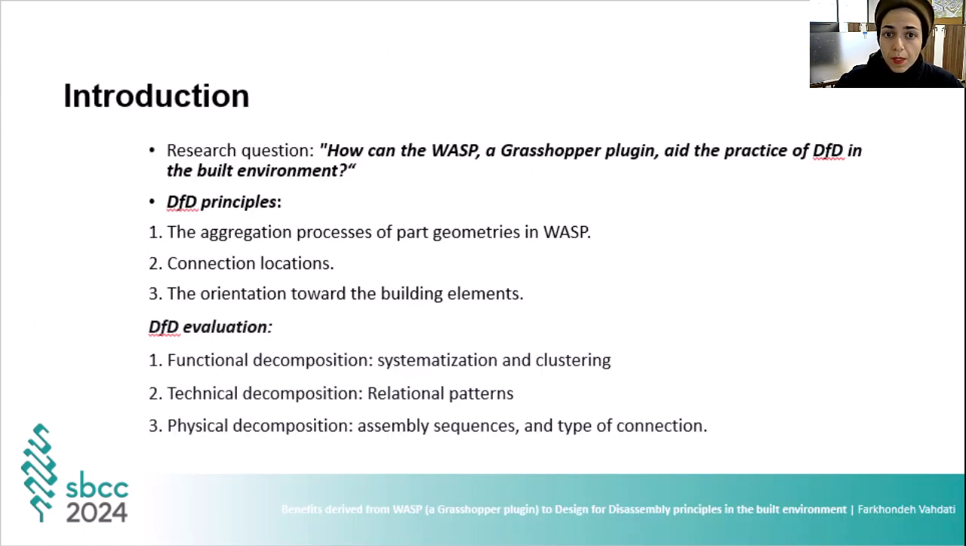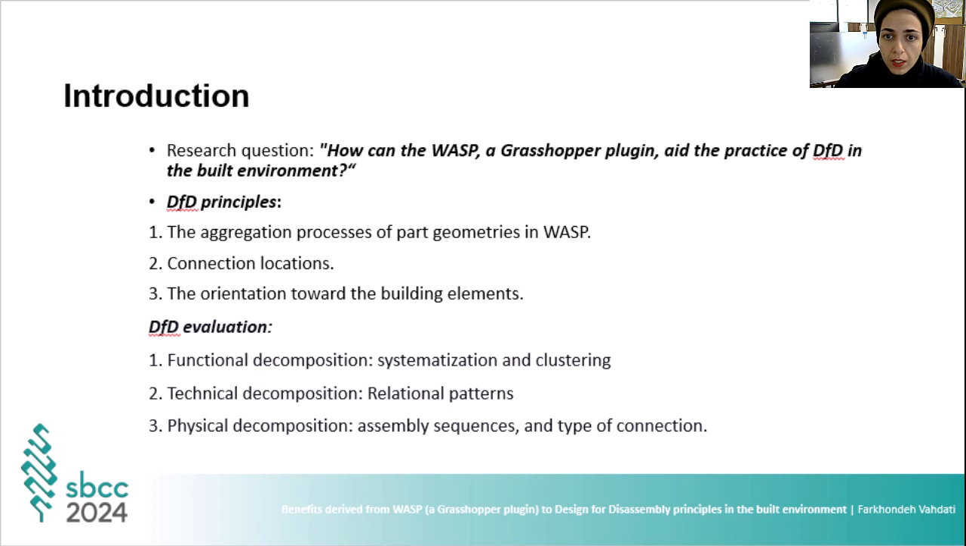The research question in this paper is how can WASP, a Grasshopper plugin, aid the practice of DFD in the built environment? Using the 4 main principles of circular design, mainly DFD, the authors try to find the potential aspects of the Grasshopper plugin to find the optimized solution for the aggregation of elements in the building.